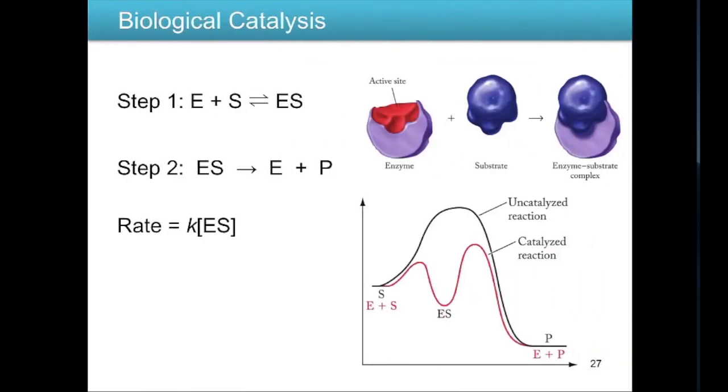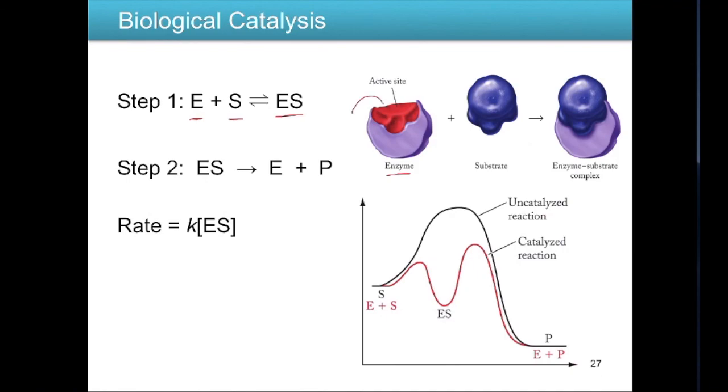Okay, another example is a biological catalyst. If you take biochemistry, you'll learn about this a lot more. So we have an enzyme and a substrate. So the substrate is the thing that the enzyme is reacting with to produce, in step one, this enzyme substrate complex. So here's the enzyme.